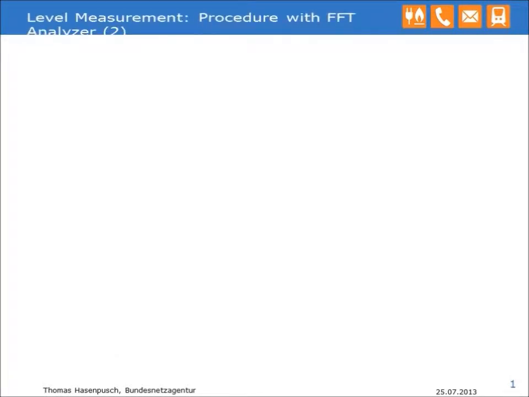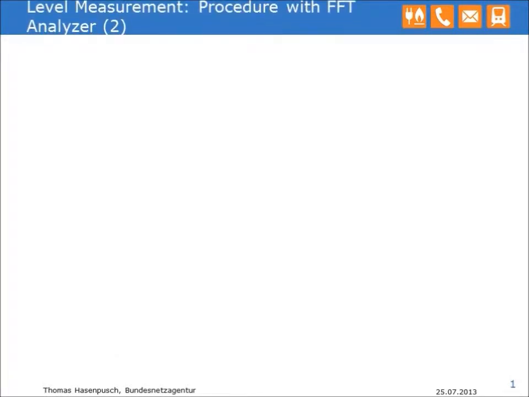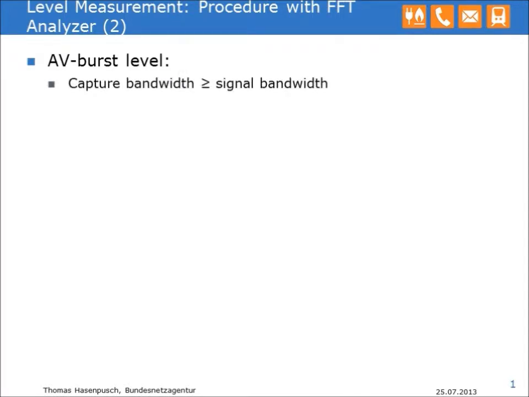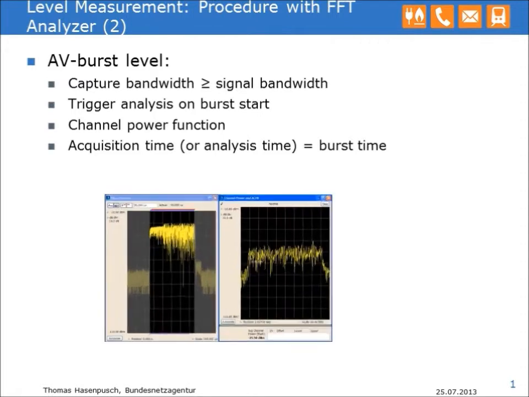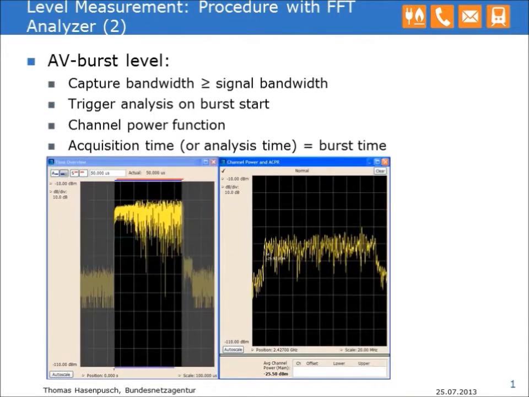The average burst level, again, we capture the whole signal, we trigger the analysis on the burst start and use the channel power function, but we have to set the acquisition time equal to the burst time. In this example, this is an LTE burst. You can see this is the captured signal, and only this part is the analysis time, and that is the channel power measurement during that time only. So this can be done only with FFT analyzers.